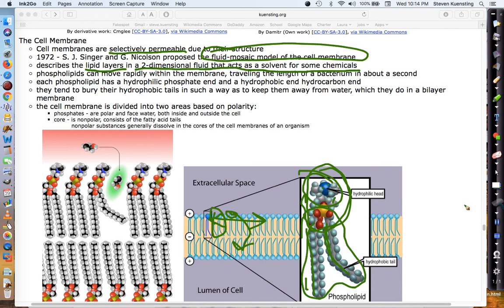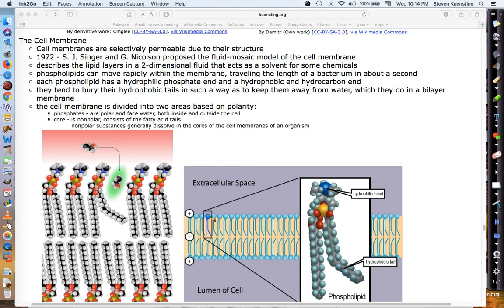So let me erase this. These little blue heads here contain choline and a phosphate group, which are polar, and they want to face water. Out here is water. In here is water, which is polar, remember. The fatty acid tails that are sticking down here, those are nonpolar. So phospholipids in cell membranes are bilayers. Two layers of lipids with the phosphates facing outward and inward and the tails facing together. This is called the core of the membrane.